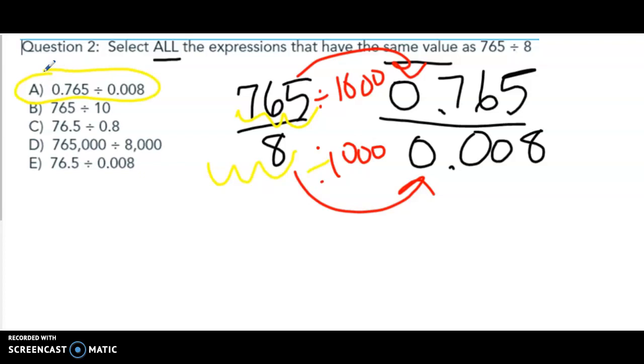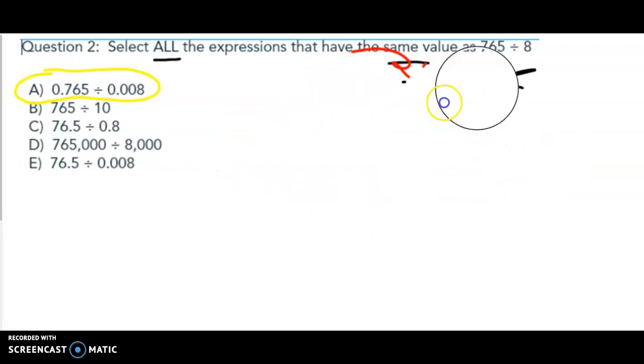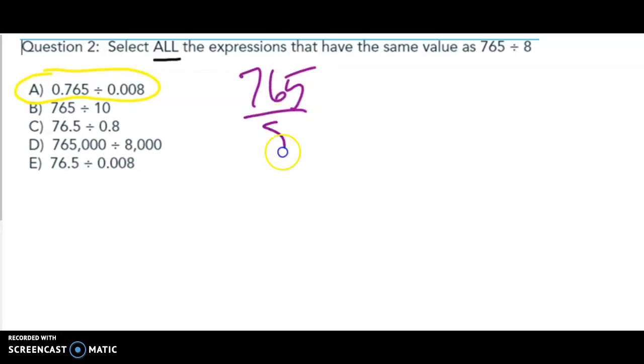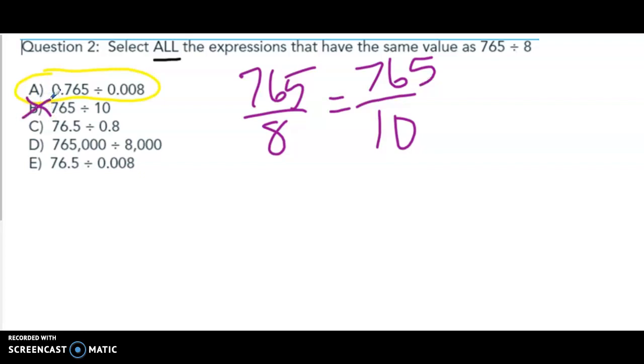So let's do the next one. I'm going to erase and let's start over. Same type thing. I'm going to start with 765 divided by 8. And I want to know if dividing by 10 is the same thing. Well, just look at that. That's the same number in the numerator, but in the denominator, we didn't multiply anything. We are not going to use that one. Okay, next one. Let me erase. 10 and 8 are not the same.